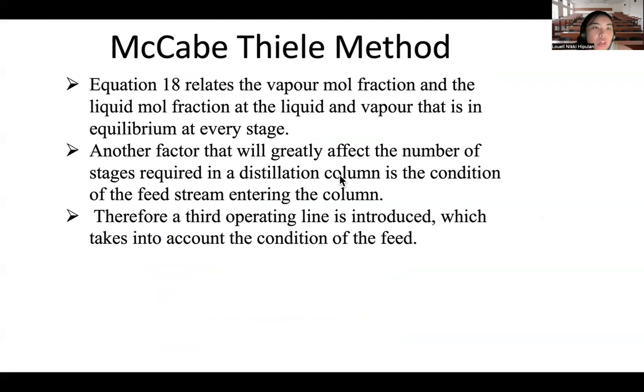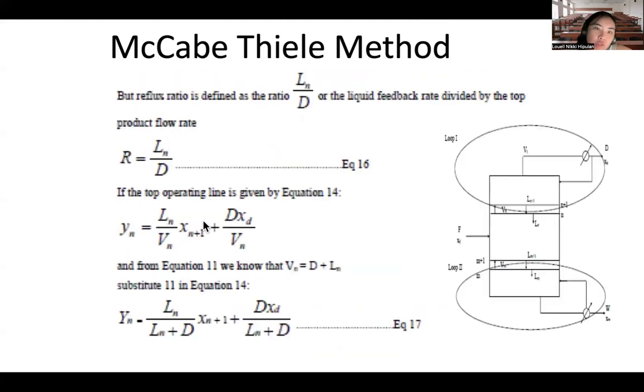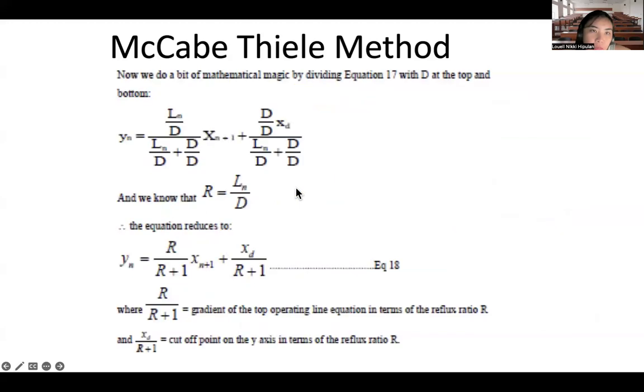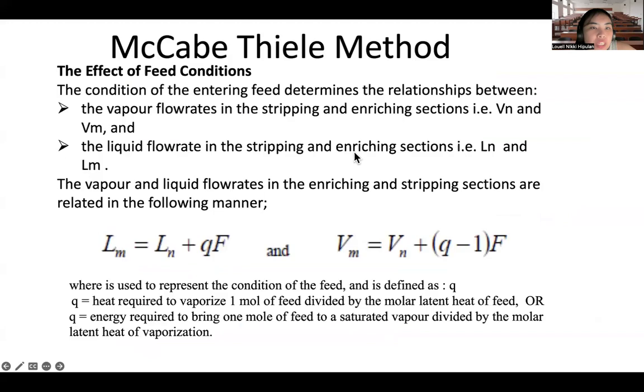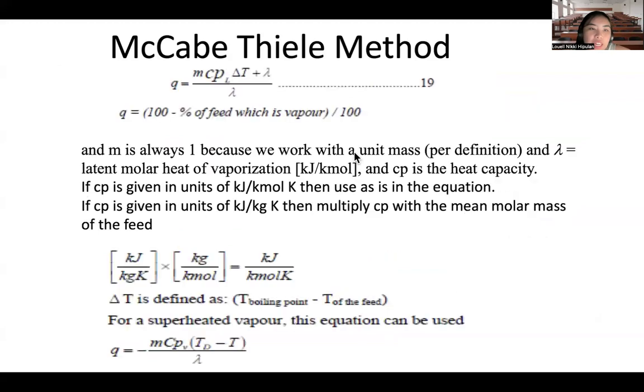every stage. Another factor that will greatly affect the number of stages required in a distillation column is the condition of the feed stream entering the column. So therefore, a third operating line is introduced. So you already have two operating lines. Your first is where you incorporated the reflux ratio, and the second is where you focus on the section below, after the feed stream. So you need a third operating line. That is where you incorporate the effects of the feed condition into your third operating line.